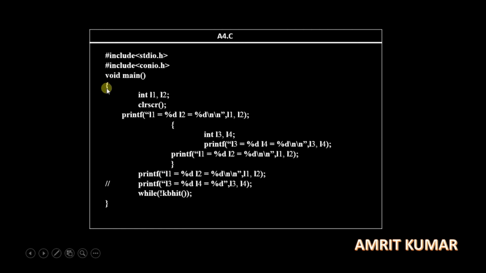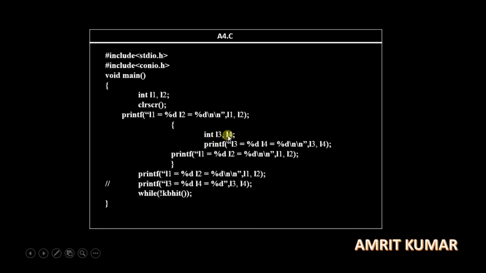So I am just going to elaborate on it. Now I have declared I1 and I2 of integer data type. After that I have used the clrscr function, whose work is to clear the screen. After that I have used the printf function, whose work is to print on the screen what I have written within the double quotes. That is, I1 is equal to percent d, the format specified, I2 is equal to percent d, the format specified, and backslash n for the new line. After that I have given I1, I2 here, so it will print the values of I1 and I2. Now after that I have opened the curly braces again.